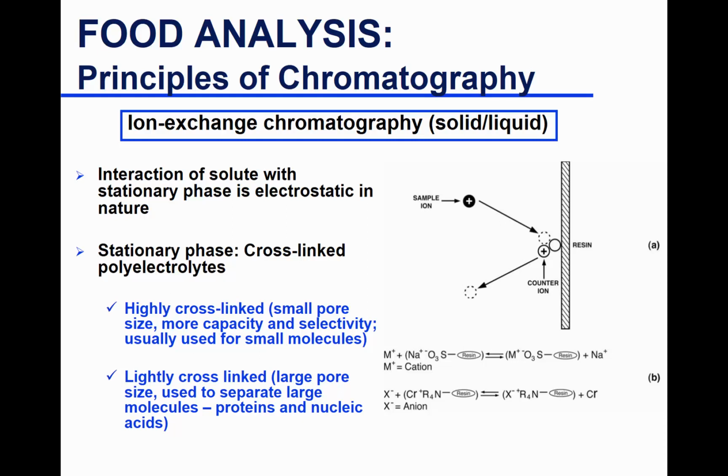Lightly cross-linked, so they're not very much cross-linked, so you have large pore sizes, so they're used mainly to separate large molecules like proteins and nucleic acids. The small molecules like sugars, for example, or amino acids.